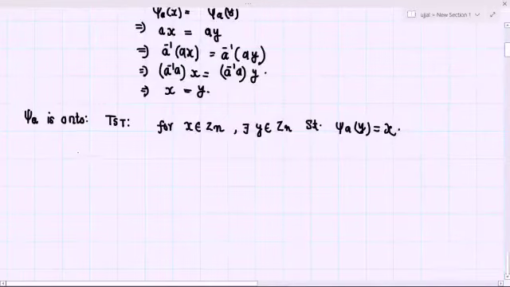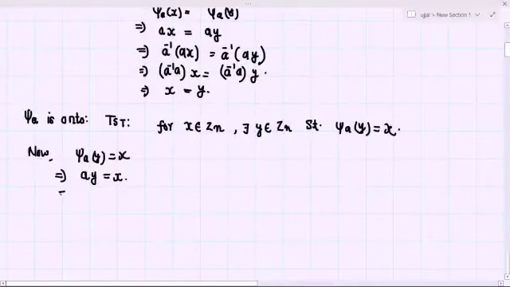Now, if I look at psi a of y equals x, then from here, let us try to calculate the value of y and observe whether y is in Zn or not. So psi a of y equals x implies what? Psi a of y is nothing but ay, that is from our definition of psi a, equals x. ay mod n actually, so no problem, it is understood. So this implies that y equals a inverse x, right? I can multiply from the left on both sides by the inverse, so I get y equals a inverse x.